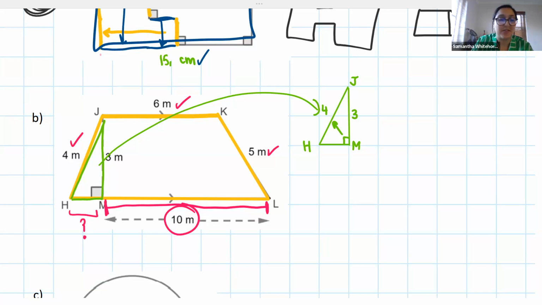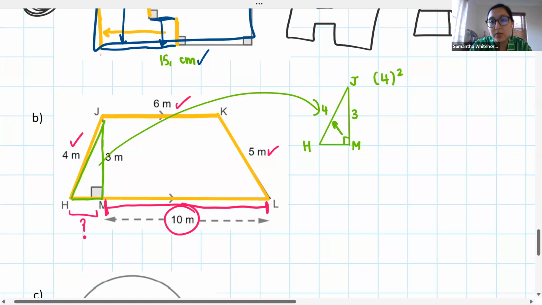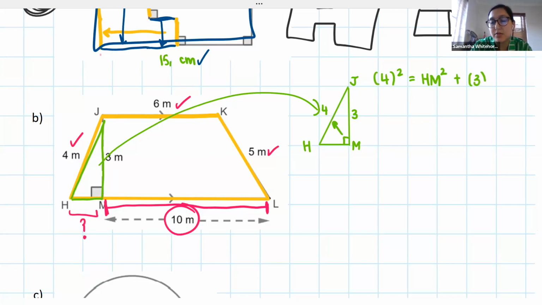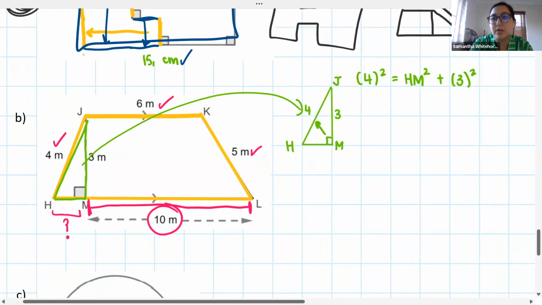Okay, grade 8s, let's have a look, because there is a variety of stuff going on here. Right, so remember we've identified our hypotenuse, it's opposite the right angle. So hypotenuse squared, 4 squared, is equal to the sum of the square of my 2 other sides. So HM squared, which is what I want to work out, plus the 3 squared. And this is all because of good old Pythagoras.